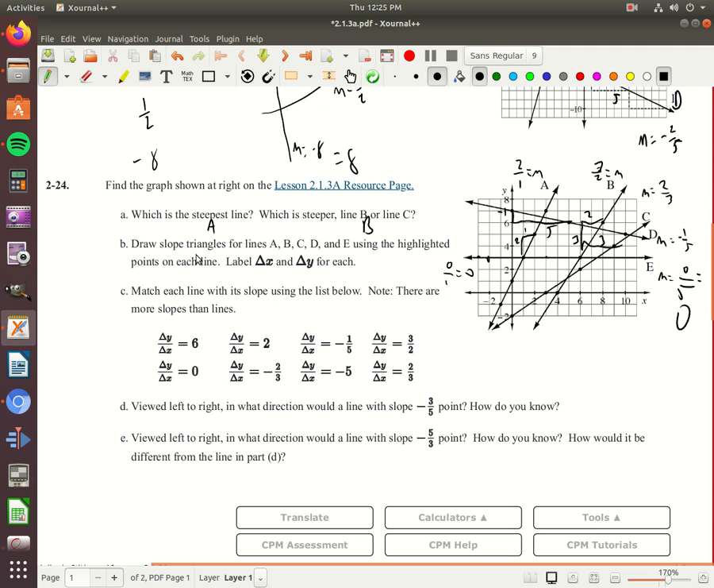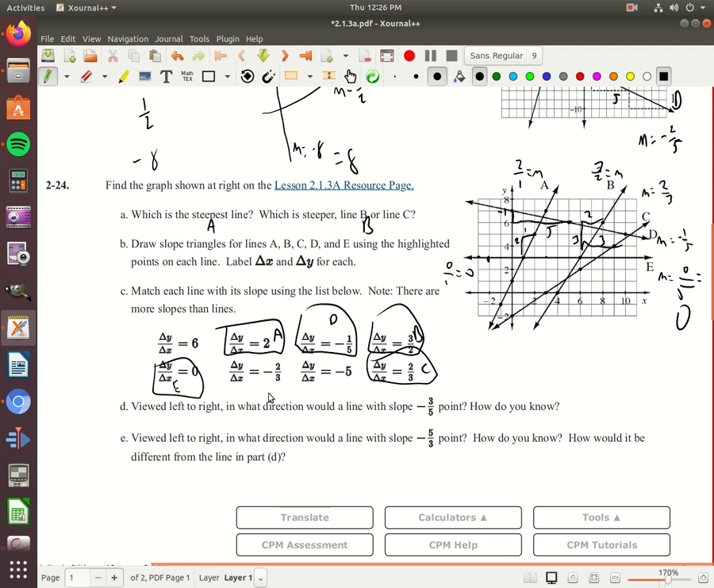Draw the slope triangles for A, B, C, and D. Label change in X over change in Y for each. It says match each line with the slope using the list below. There are more slopes than lines. Okay, well, we already did this, so we know that this one right here is A. B was 3/2, so we know that's B. C was 2/3, so we know that's C. D was -1/5, so we're good there. And then E we said was 0. So these ones don't have partners.